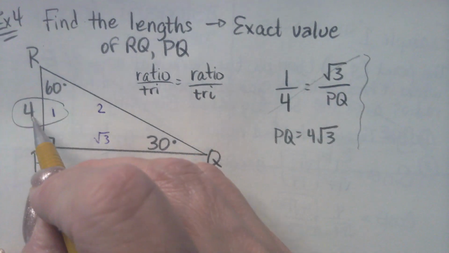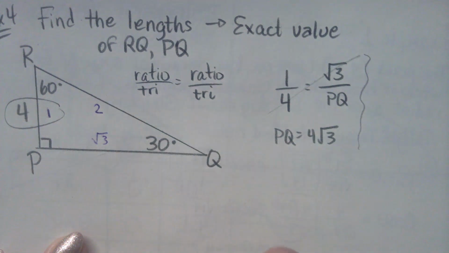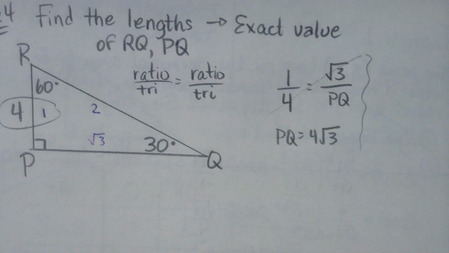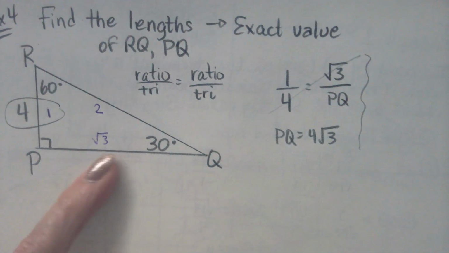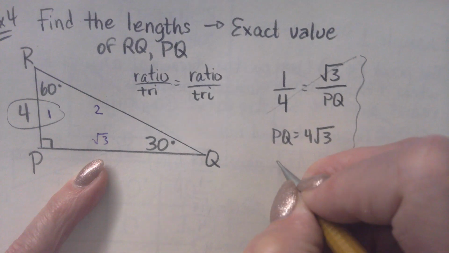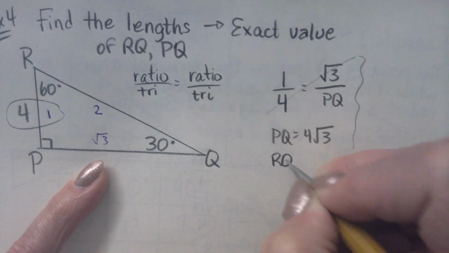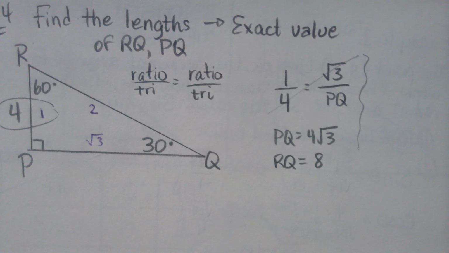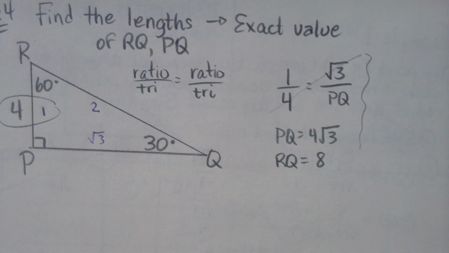Yeah. And so then if I go the other one, this one's not as bad. If this is 1 and this is 4, then what does the hypotenuse, what does RS have to be if this is 2? 8. So some of them are easy to see, right? The square root one might not be. And we know that RQ is 8, just because we can see that.